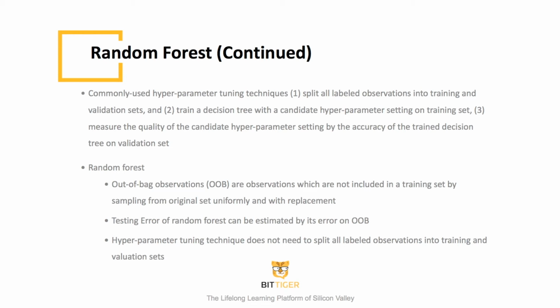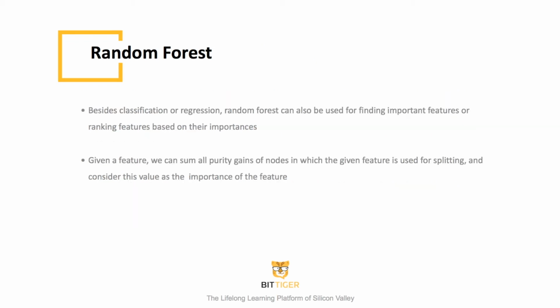In random forest, there are some observations which are not included in the training set because of sampling with replacement. All these observations are called out-of-bag observations. We can estimate the testing error of random forest by its error on out-of-bag observations. So hyperparameter tuning techniques do not need to split all labeled observations into training and validation sets. Besides classification, random forest can also be used for finding important features or ranking features based on their importance. Given a feature, we can sum all purity gains of nodes in which the given feature is used for splitting, and consider this value as a measure of feature importance.